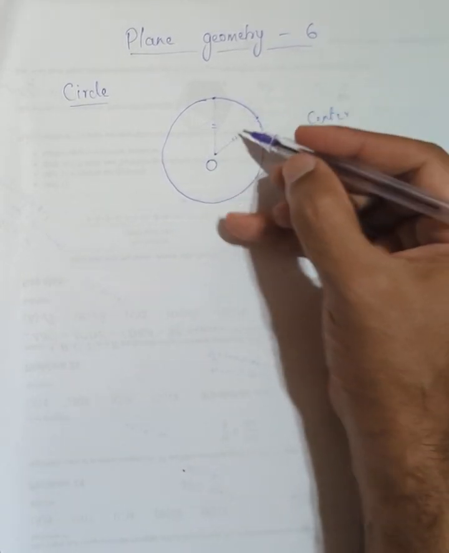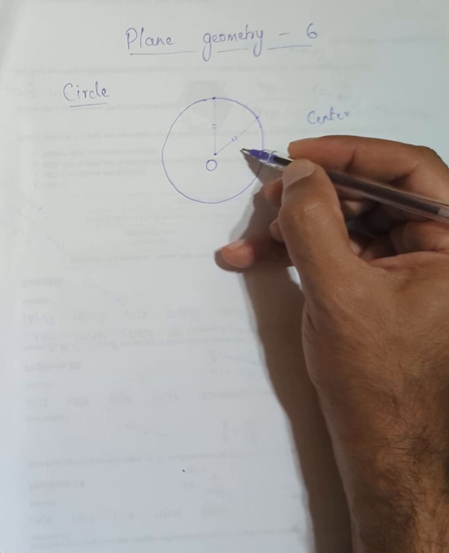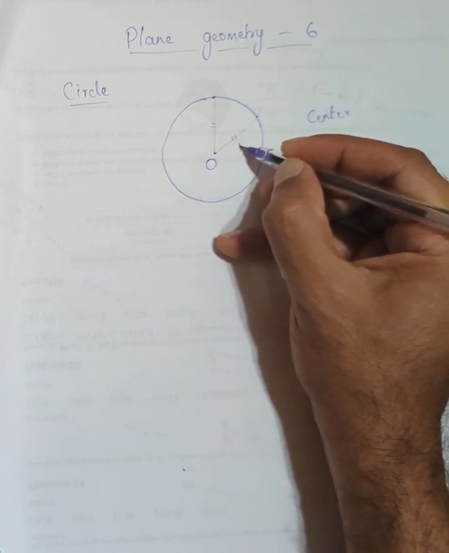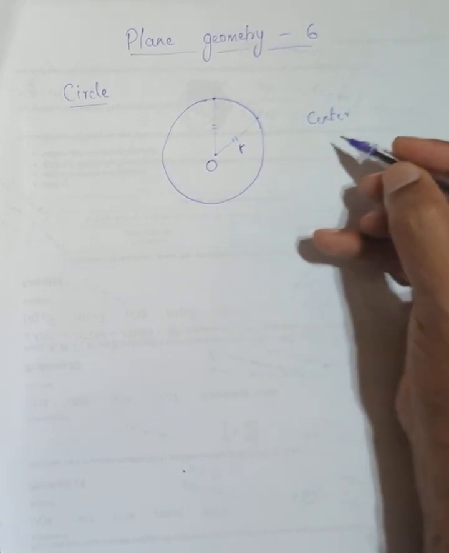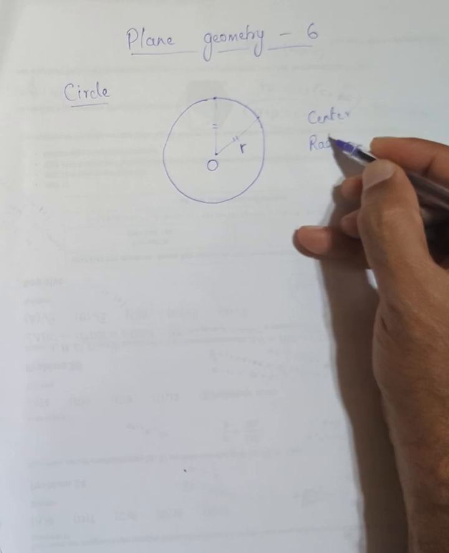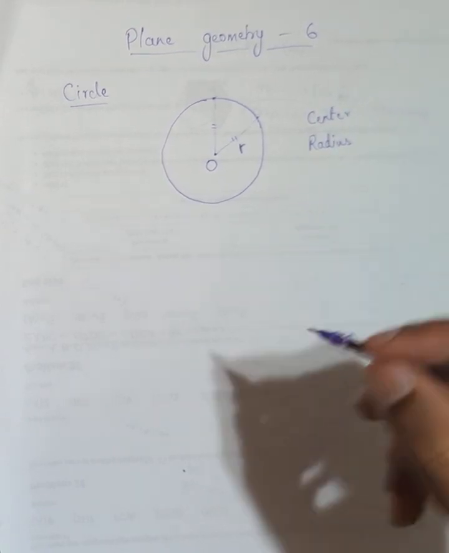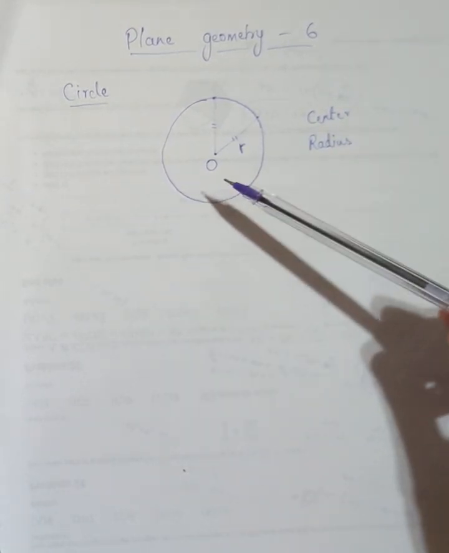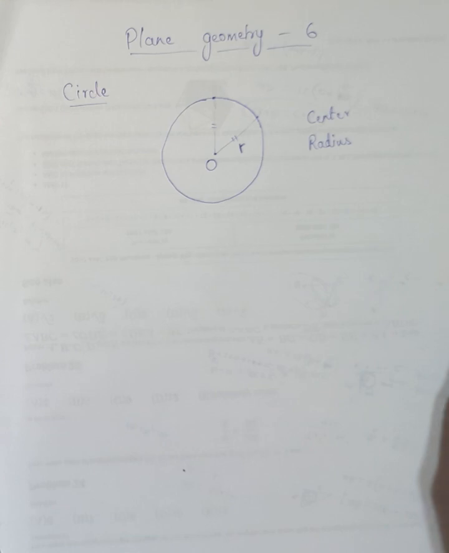And that fixed distance is called the radius. And we can use the letter R to denote radius. So every circle is defined by its center and radius.